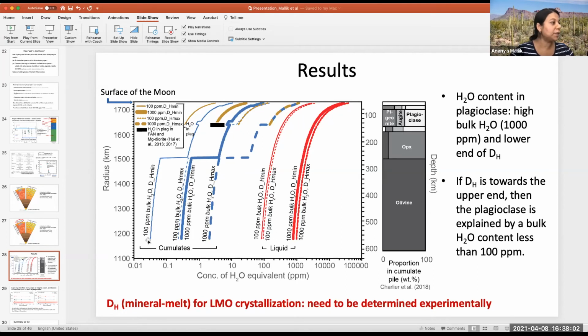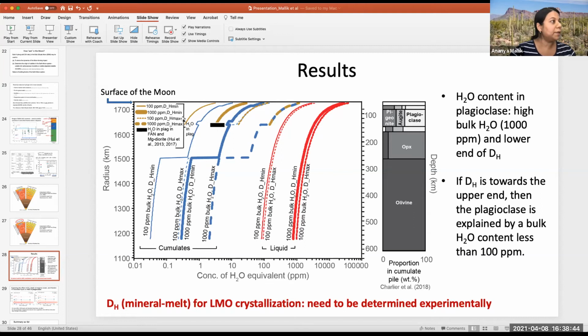You have different lines here. So the thin lines here basically represent a lower bulk starting hydrogen. So we start with about 100 ppm of bulk water equivalent. And then the thick lines here are a much wetter magma ocean with about 1000 ppm of bulk water equivalent. And then the solid lines represent curves where we use the minimum partition coefficient. In other words, hydrogen is most incompatible there. On the other hand, these dashed lines are where we used the maximum end of the partition coefficients. In other words, hydrogen is more compatible there. And the same thing happens for the liquid as well.